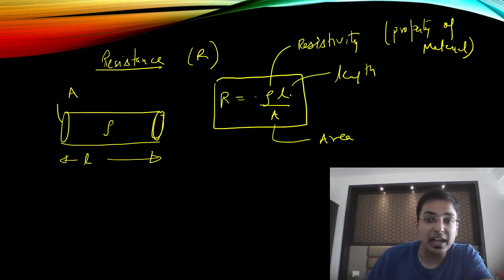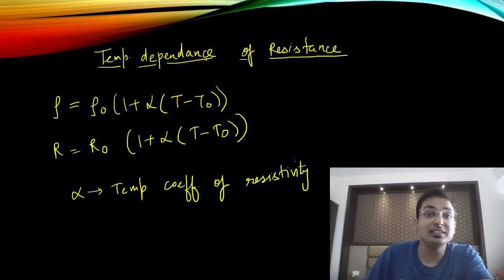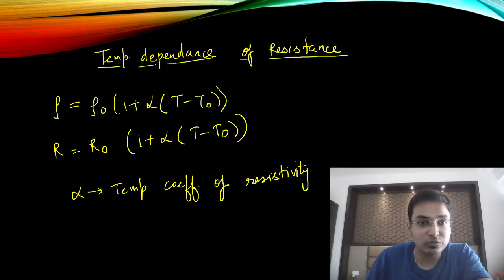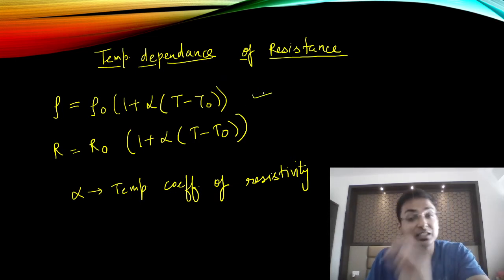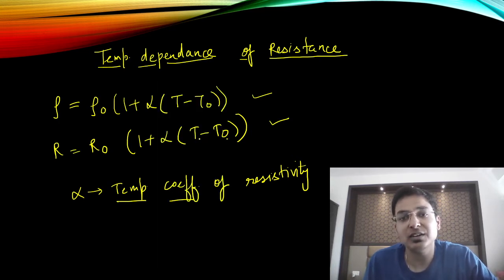Okay, next we have resistance. Resistance is rho L upon A. Rho is the resistivity, property of the material. L is the length. A is the area of cross section. Right, guys? Then temperature dependence of resistance. For resistivity, we have this relation similar to linear expansion. And for resistance, this is the formula. So alpha is known as the temperature coefficient of resistivity. T naught is the initial temperature and T is the final temperature.